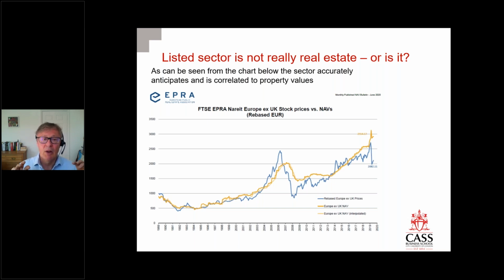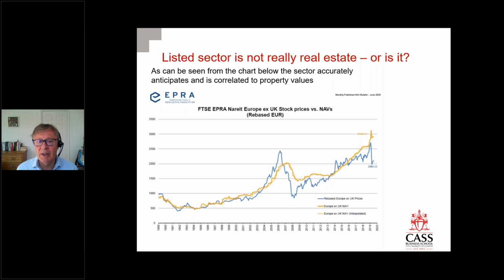So two things really. The listed sector very much is part of the real estate sector, and it correlates very closely with the underlying values. But most importantly, even if you're not going to have anything at all to do with the listed sector and just want to work in real estate full stop, you should take account of the listed sector, because it's a very good what we call leading indicator of values. And now is a particularly relevant time, and you can see how that is anticipating the fall in values, which is now just starting to come through.